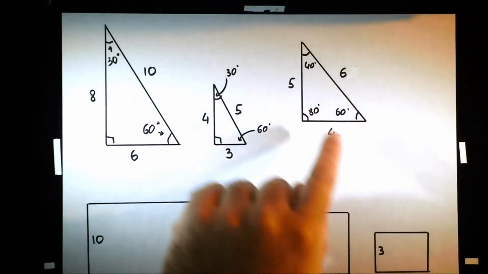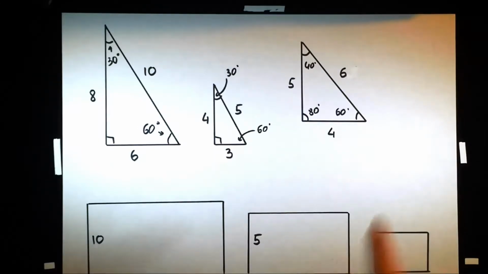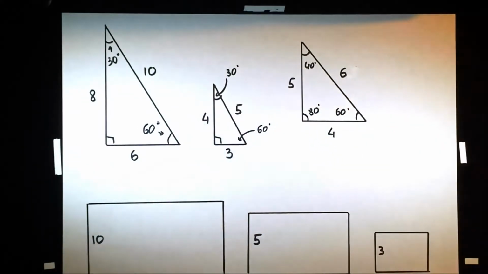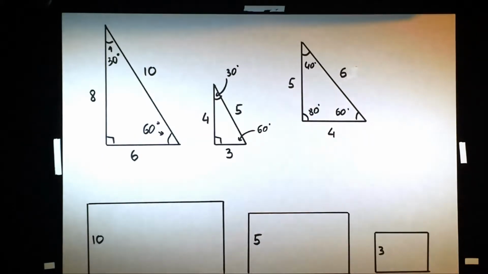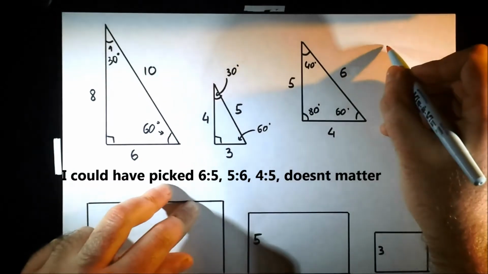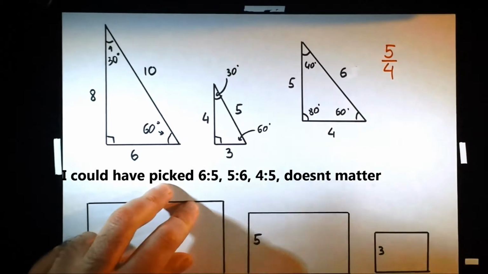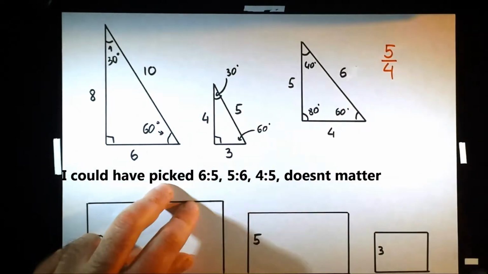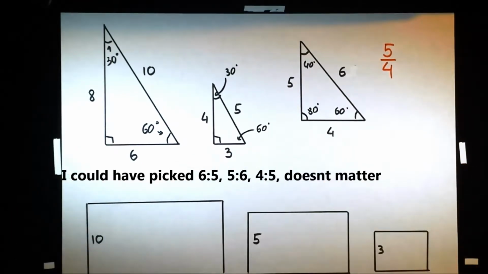So in this triangle right here, let's pick the smaller sides, the two legs. We could have picked the hypotenuse, the longest side, but it doesn't really matter. Let's pick the two small sides. 5 to 4. So I'm going to write that ratio here. 5 to 4, for this triangle here. You could have picked 4 to 6. You could have picked 5 to 6. Any of the two legs. Doesn't really matter.